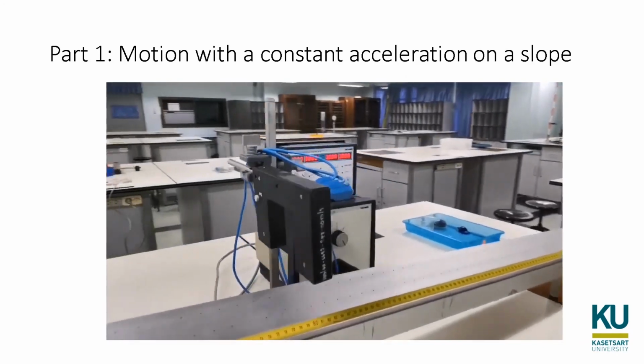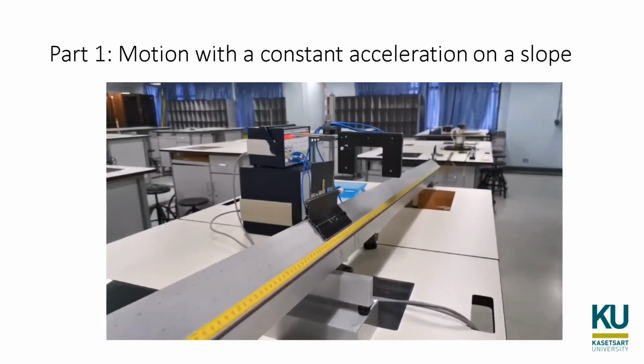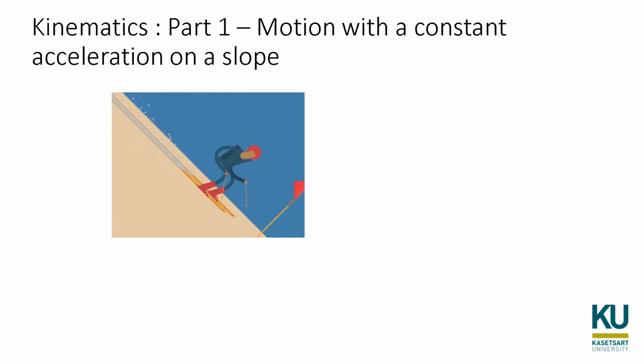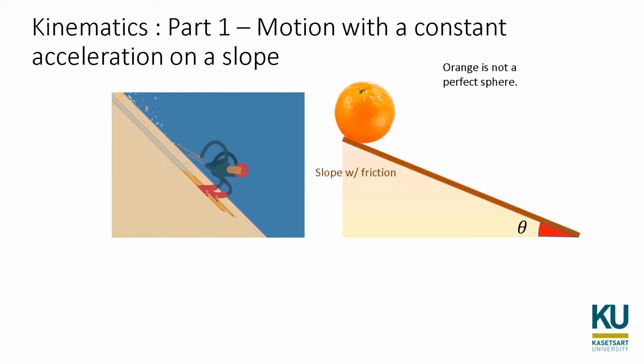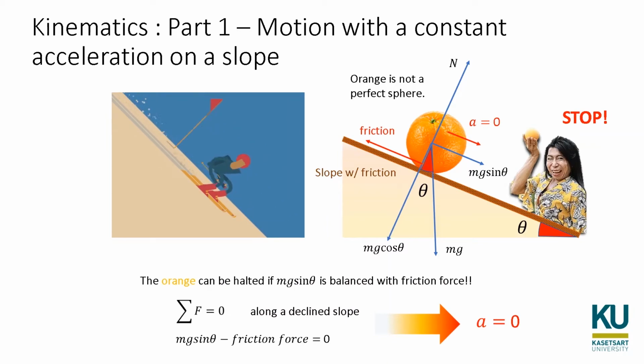For the first one, we will focus on the motion with a constant acceleration on a slope. So let's start with the introduction. For example, this orange slides down and stops at some point due to friction. If the friction force equals the pulling force, which in this case is mg sin θ from the gravitational force on the plane, then the balance of these two forces can cause this object to stop.